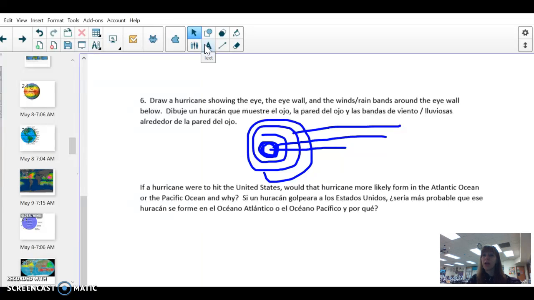Okay, should be unpaused now. And if you were to say it would hit near the Atlantic Ocean, you are correct. And the reason for that is because the Atlantic Ocean near Florida is much warmer than the Pacific Ocean, especially up by Oregon and Washington. The water has to hit about 80 degrees Fahrenheit, so keep that in mind. That's pretty warm for the surface temperature to reach. So therefore, the Atlantic Ocean is going to be where hurricanes form.